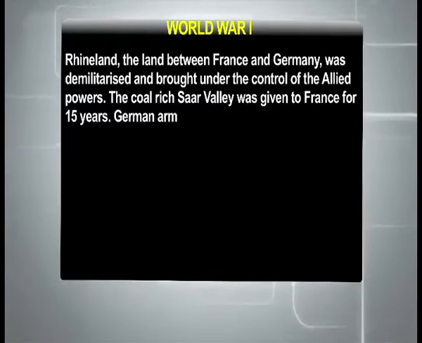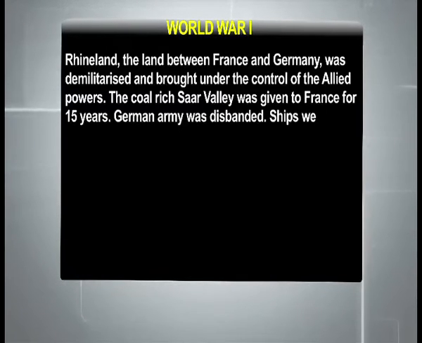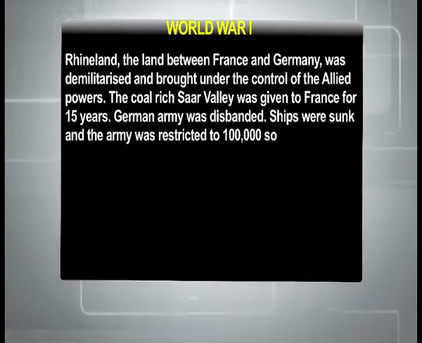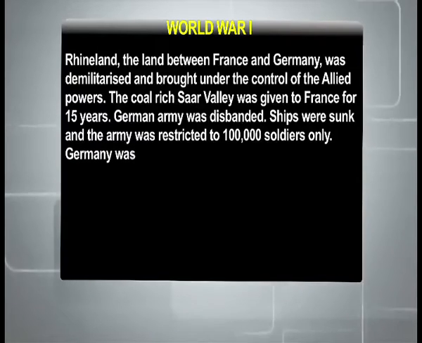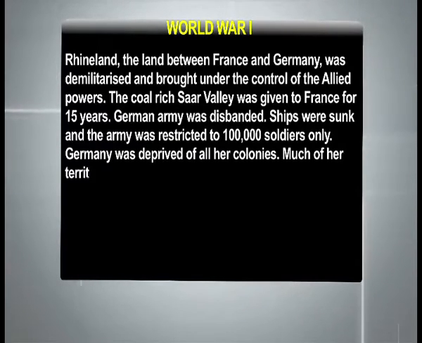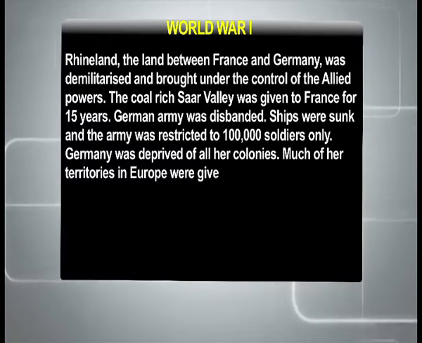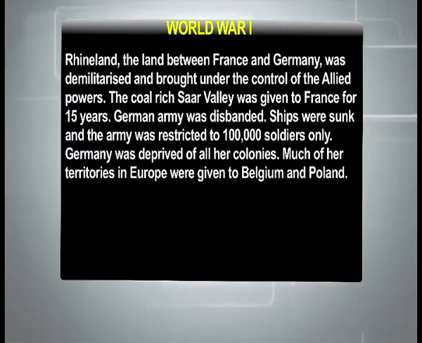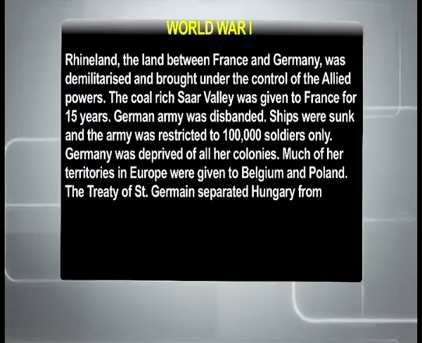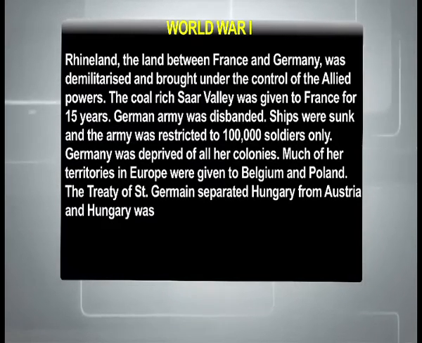German army was disbanded. Ships were sunk and the army was restricted to 1 lakh soldiers only. Germany was deprived of all her colonies. Much of her territories in Europe were given to Belgium and Poland.